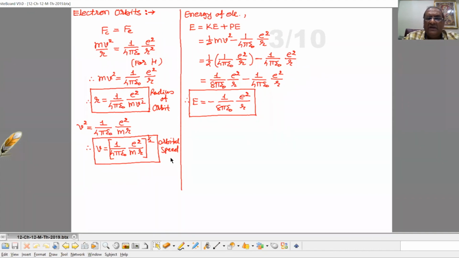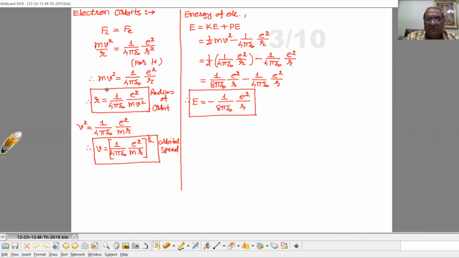Now, energy of the electron in the orbit. The total energy of the electron is kinetic energy plus potential energy. Kinetic energy is half mv square, and potential energy is k q1 q2 upon r. So q1 is the charge of the proton, e, and q2 is the charge of the electron, minus e. So we can write the potential energy as minus 1 upon 4 pi epsilon 0 e square by r.